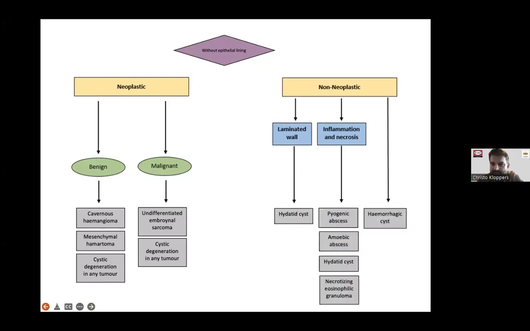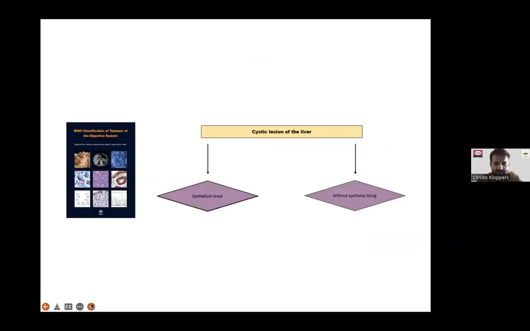On the non-neoplastic side, so that would be mostly your infective stuff. So with a laminated wall, it's a hydatid cyst, a parasitic infection, inflammation and necrosis, different types of abscesses, pyogenic abscesses, amoebic abscesses, also hydatid, and granulomas, and hemorrhagic cysts. Those would be the common ones that you see, those three abscesses and obviously hemangiomas, although most of us won't think about a hemangioma as a cystic lesion.